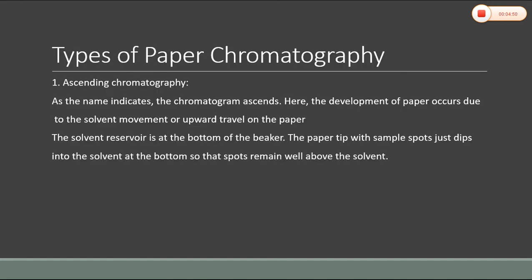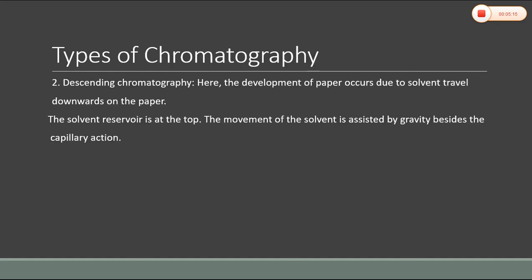Types of paper chromatography. It is classified as ascending chromatography. As the name indicates, the chromatogram ascends; the development of the paper occurs due to solvent movement or upward travel on the paper. The solvent reservoir is at the bottom of the beaker. The paper tip with the sample spot just dips into the solvent at the bottom so that the spots remain well above the solvent.